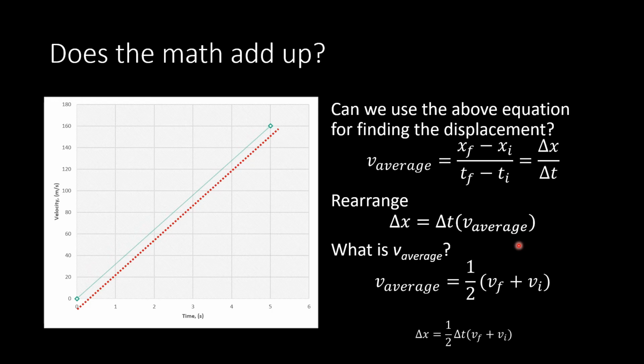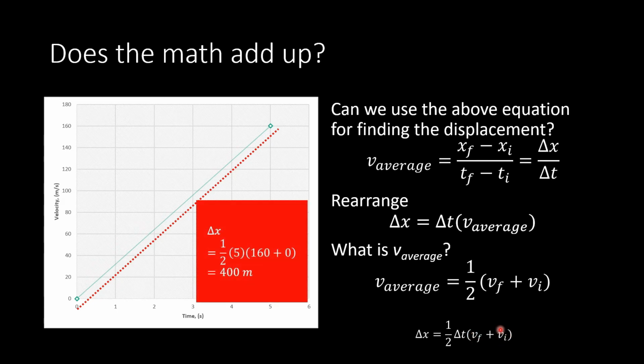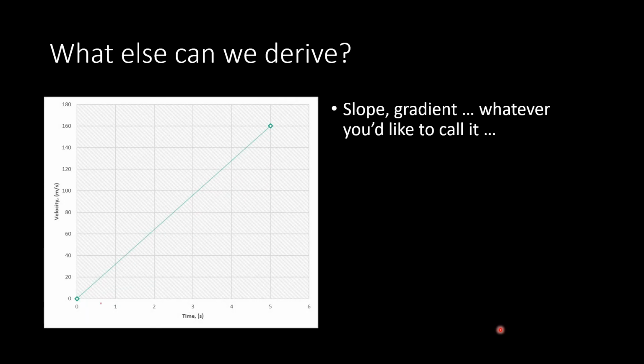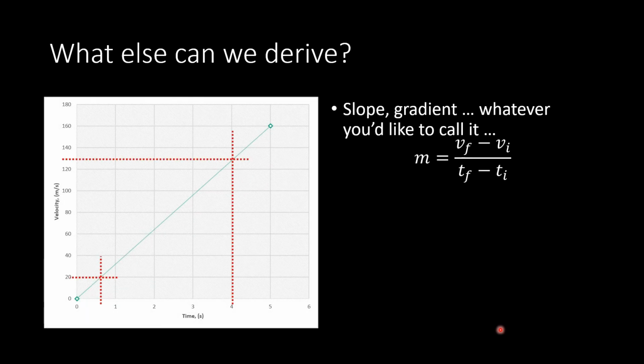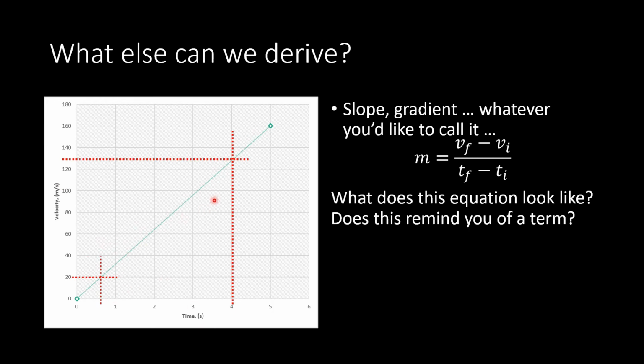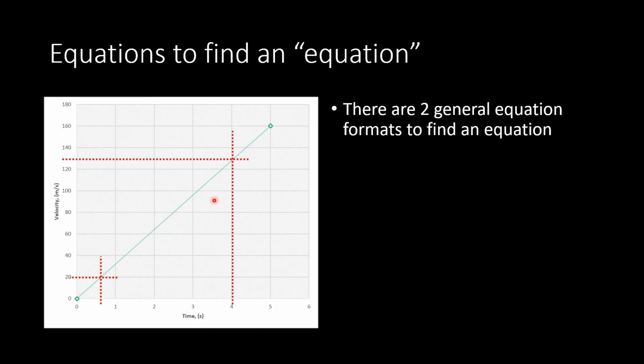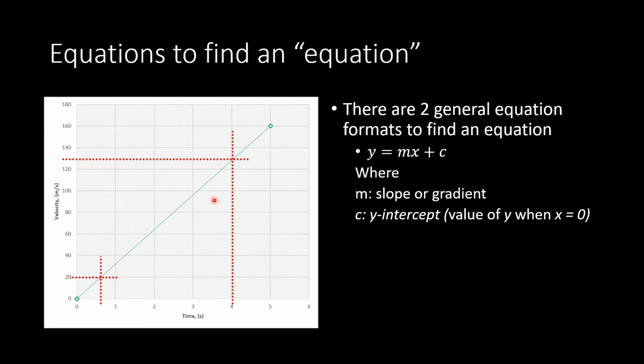That gave you this little relationship that delta x is equal to half times delta t times the sum of the different velocities, where we saw that the math added up. Now, the other part was that we went through our slope gradient part, where you extract any 2 points on a given line, and given the two methods to find the equation of a line using that slope gradient method.